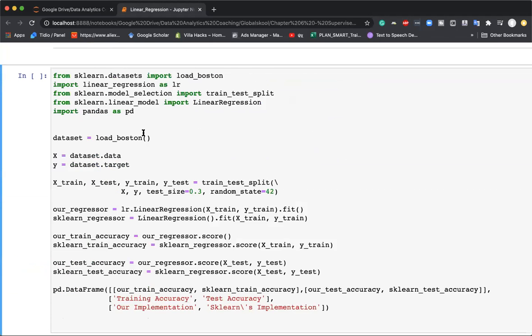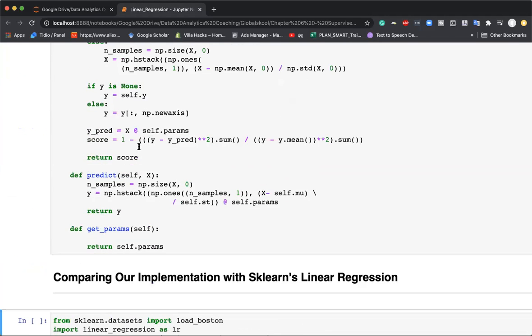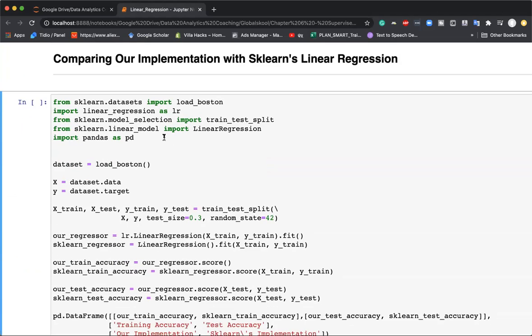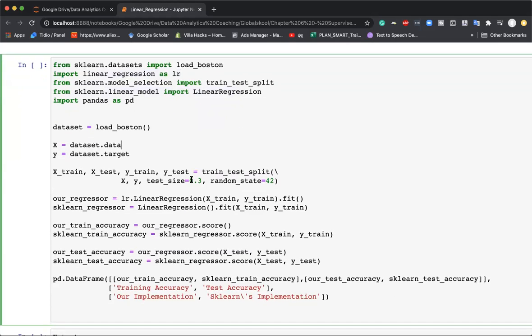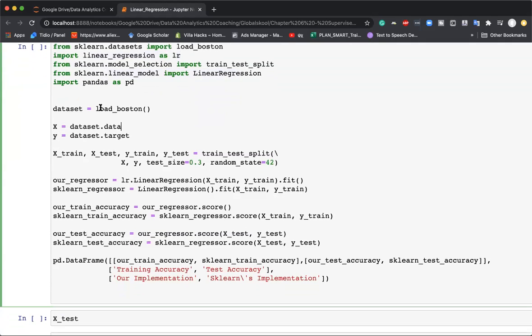Now, what we can do is compare our implementation with scikit-learn's inbuilt implementation. So I am taking the same data set as before, importing our model, importing scikit-learn's model, and we'll test how good or how bad our model is doing. So we take the entire data set and divide it into train and test using the train test split method, which divides the test set as 30% and train set as 70%.